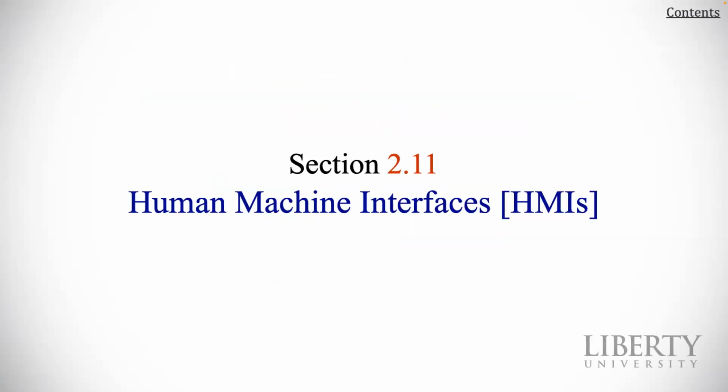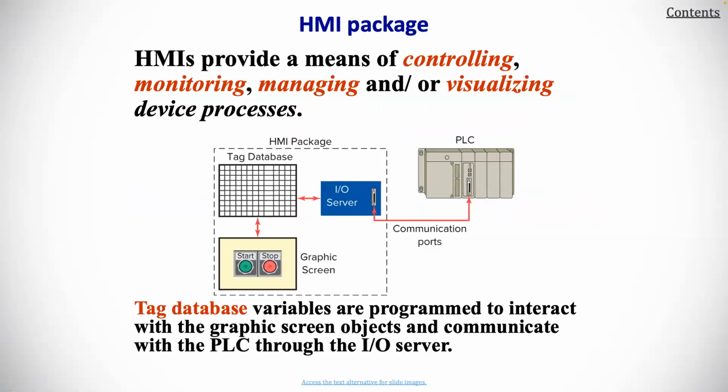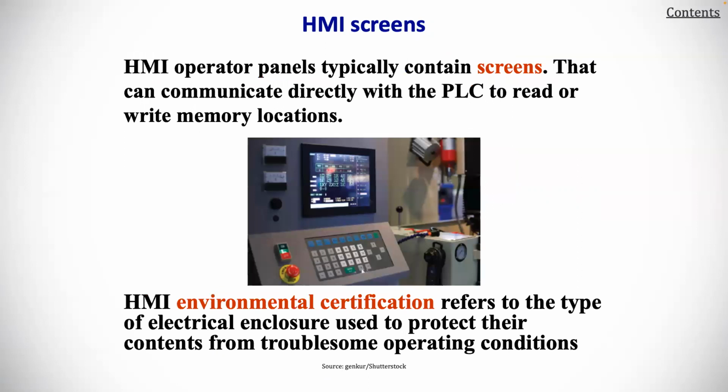And we can have human-machine interfaces. A human-machine interface can be connected to communicate with the PLC and to replace push buttons, selector switches, pilot lights, thumb wheels, and other operating control panel devices. So you can be thinking about that. They provide a means of controlling, monitoring, managing, or visualizing the device processes. The tag database variables are programmed to interact with the program graphic screen objects and communicate with a PLC through the I/O server. You can have screens, and so we had a picture of this at the beginning.